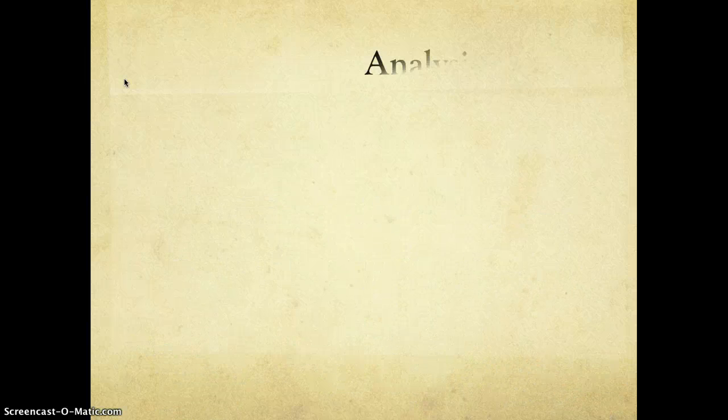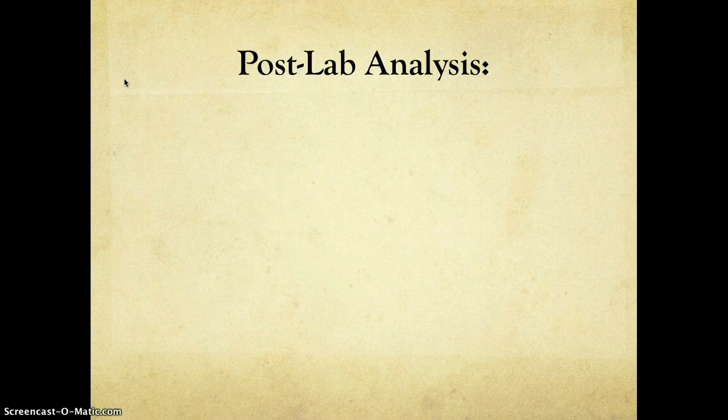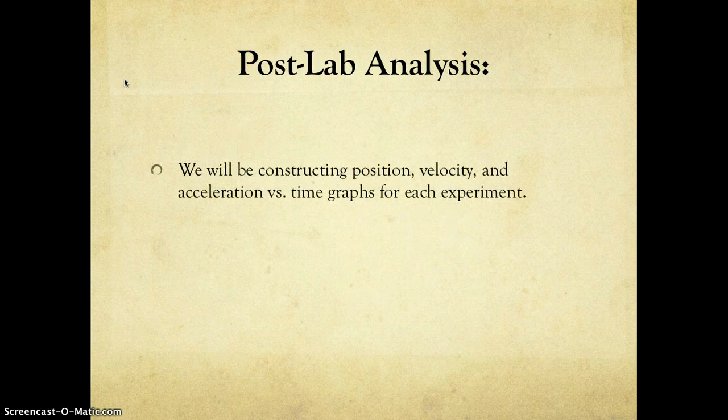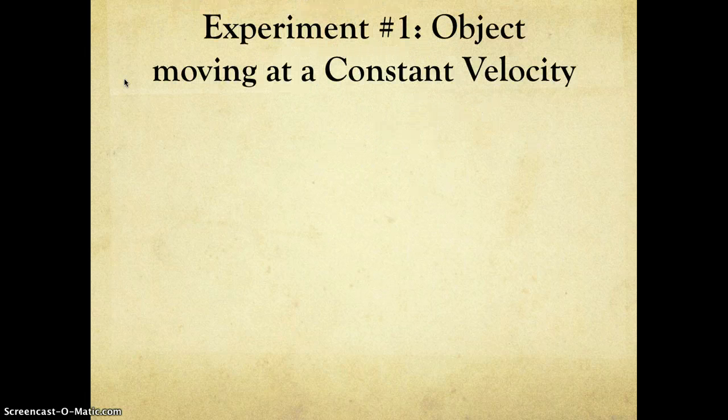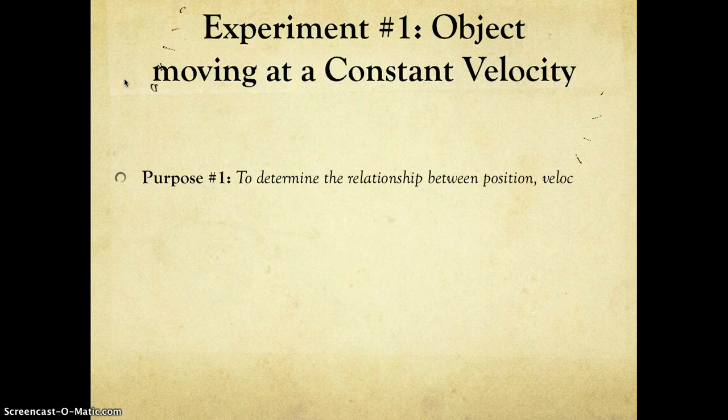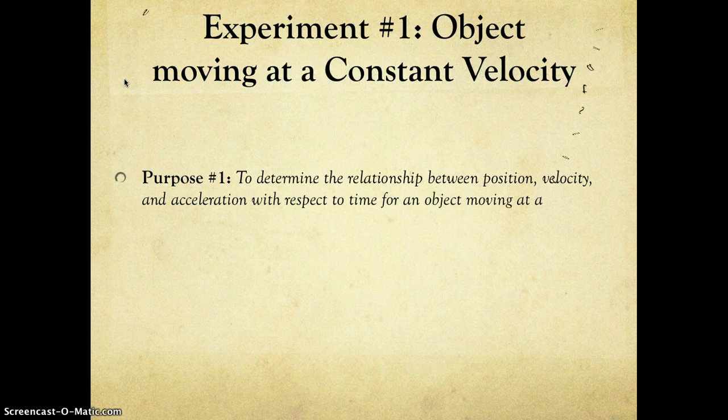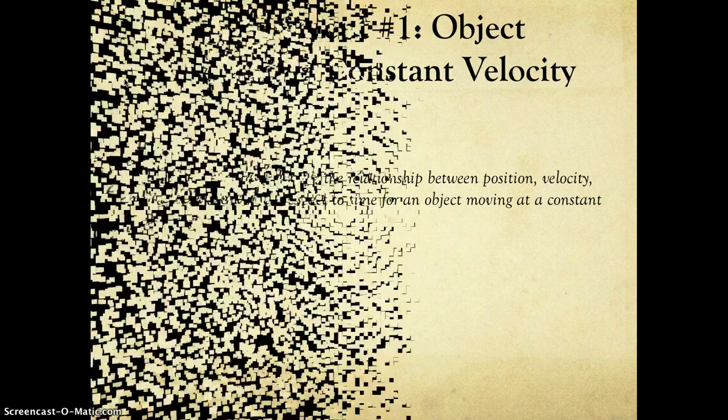So, at the end of your lab, in your post-lab analysis, we will be constructing a position, velocity, and acceleration versus time graph for each experiment. Alright? Now, for experiment number 1, object moving at a constant velocity, you have an overall purpose to focus on. It is to determine the relationship between position, velocity, and acceleration with respect to time for an object moving at a constant velocity.